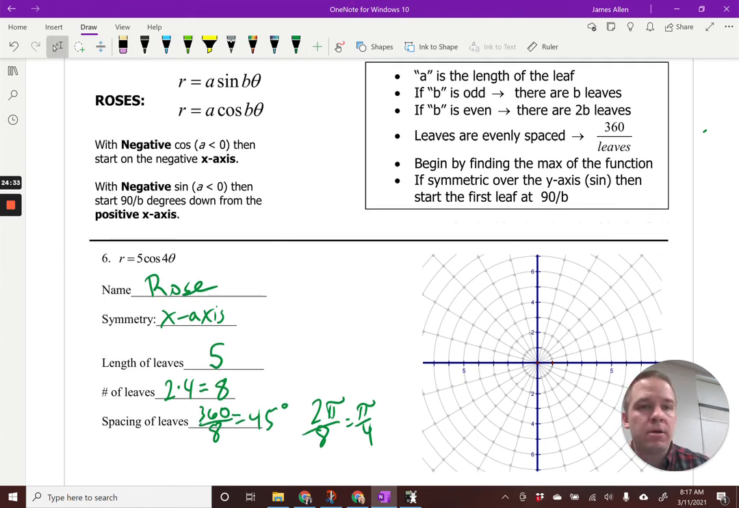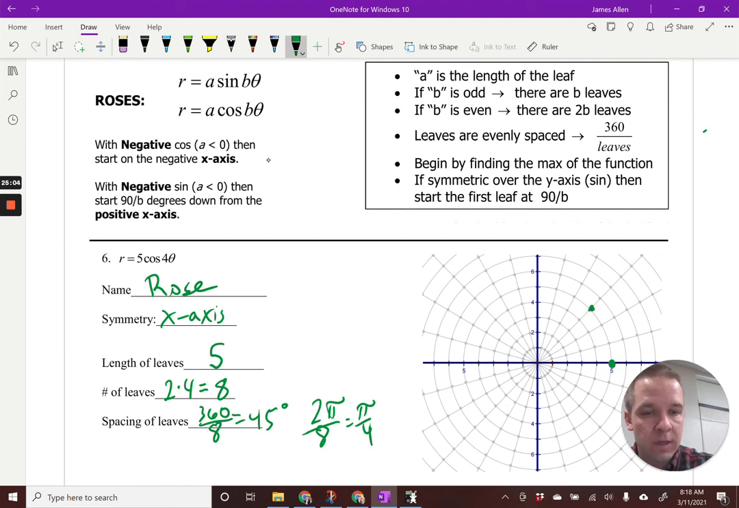All right, so this one's a little more like pattern recognition. First off, where are we going to start with this? Well, since it's cosine, we're going to start on our positive x-axis. If a were less than 0, a negative number, as you see up here with a negative cosine, then we'd start on the negative x-axis. But because it's cosine, we're going to start on the x-axis at 5, and then we've already figured everything else out. We're going to go every pi over 4.